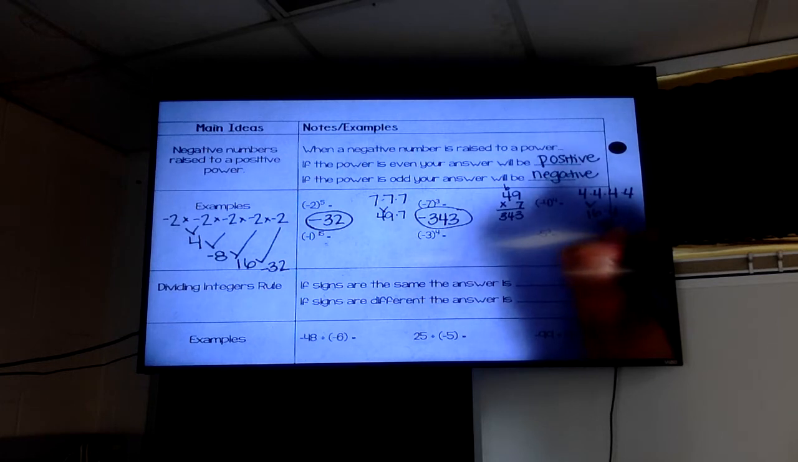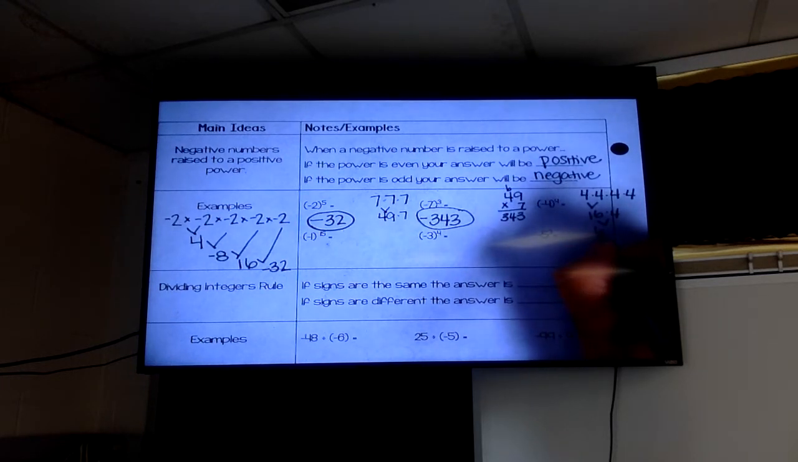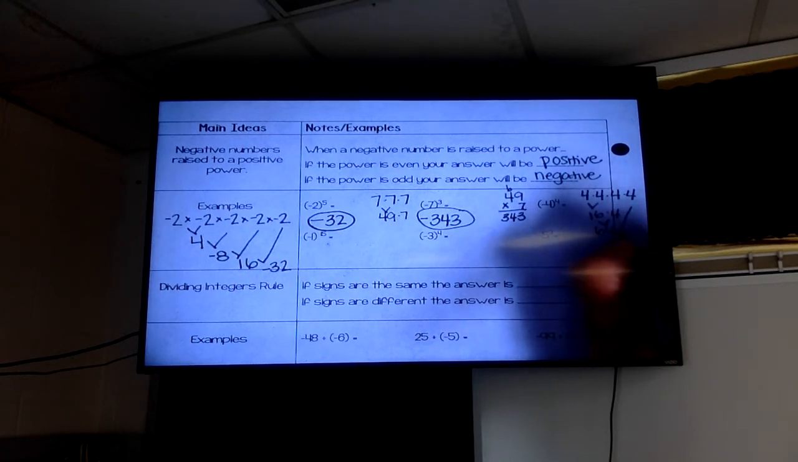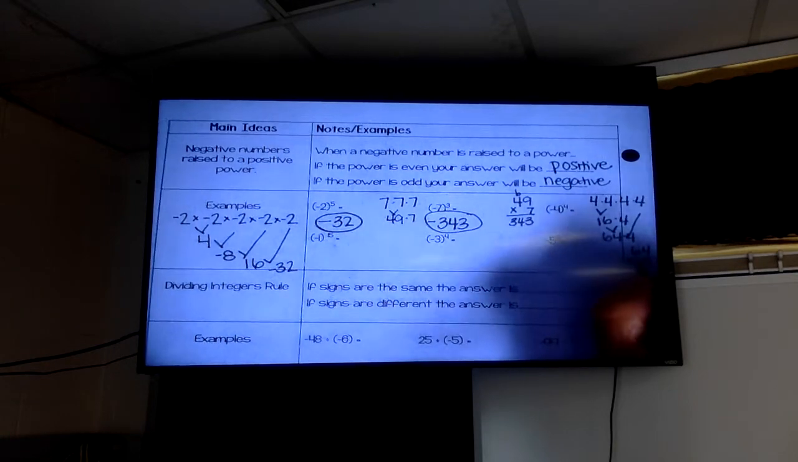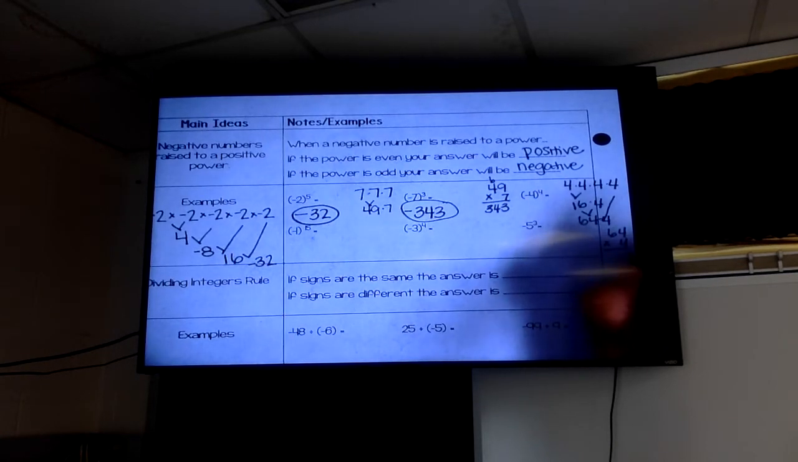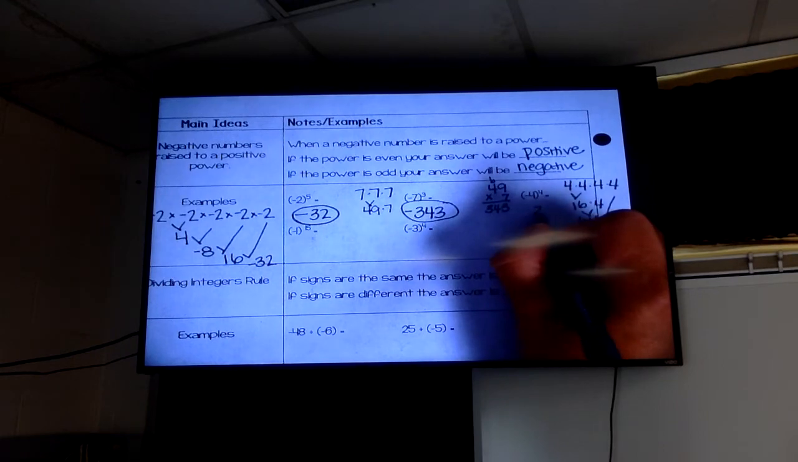16 times 4 is 64. And then I have 64 times another 4. That I don't know, so let's come over here. 64 times 4. 4 times 4 is 16. 4 times 6 is 24, plus 1 is 25, so 256.